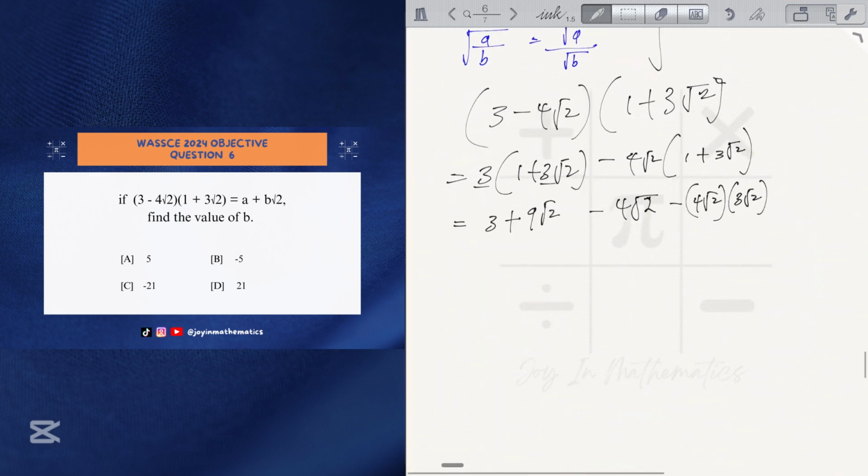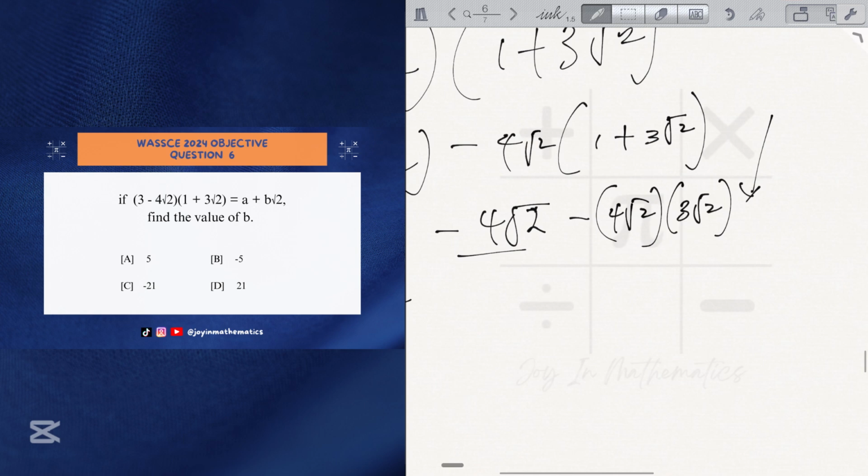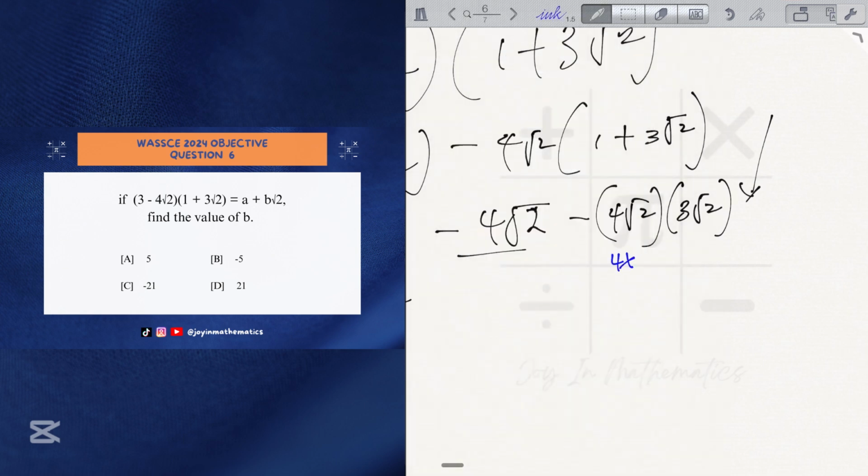So now we are going to apply the rule of surds here. With that, this will result into 3 plus 9 root 2 minus 4 root 2. Since they are like terms, this will give us 3 plus 5 root 2, because 9 minus 4 is 5. And in the same vein, if we open this bracket now, this will simply give us 4 multiplied by root 2 multiplied by 3 multiplied by root 2.